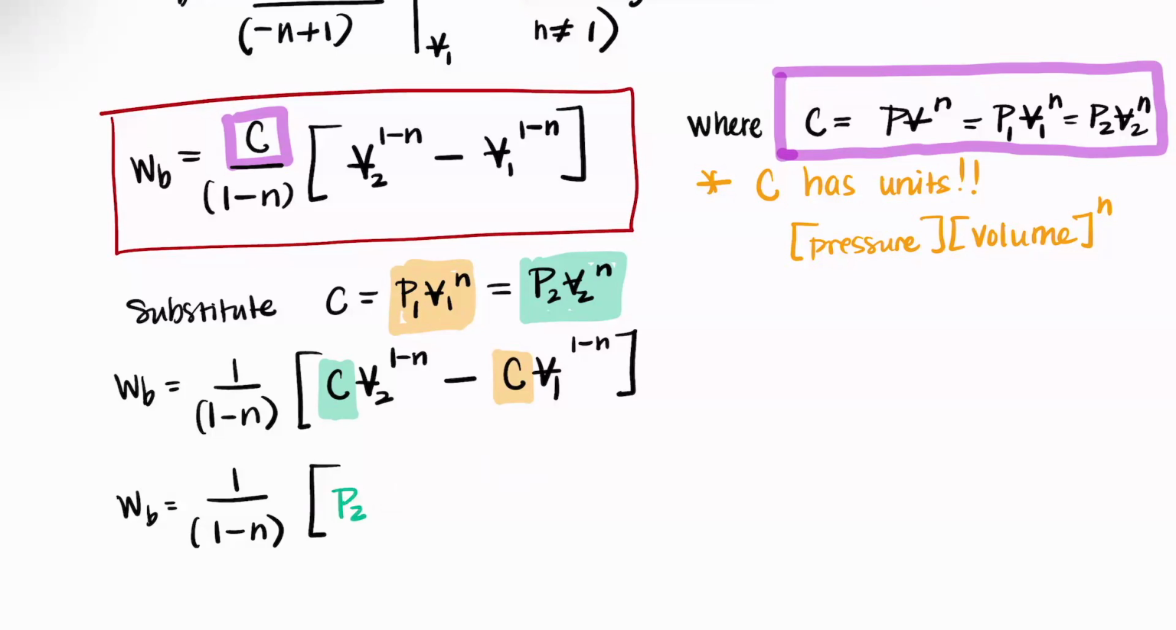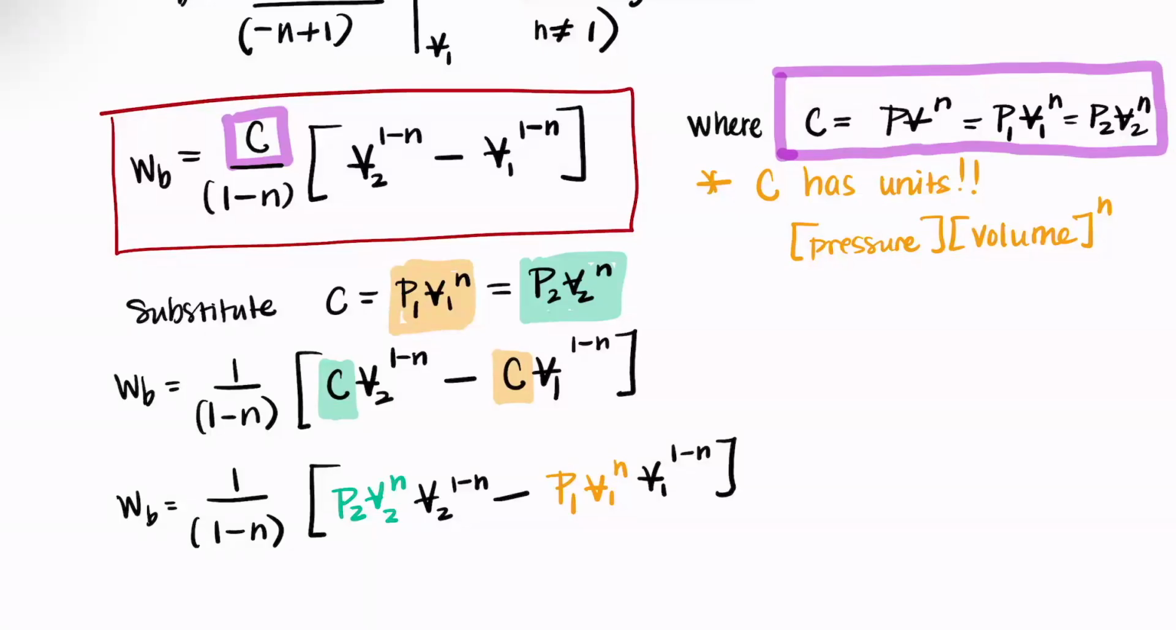So this is P2 V2 to the N, V2 to the 1 minus N. This is exactly what I wrote before, I just changed the color. And then for this C, I'm going to put in P1 V1 to the N times V1 to the 1 minus N. Is that clear for everybody?